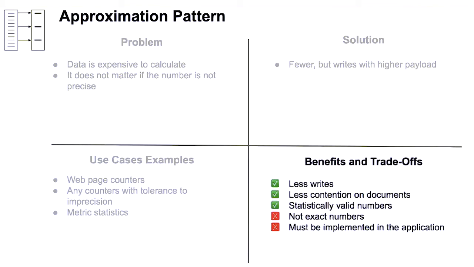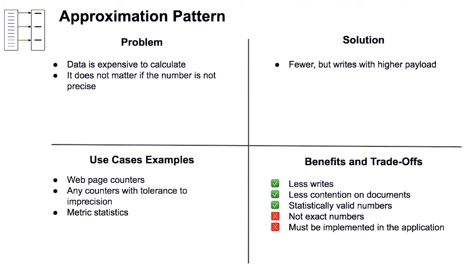The typical benefits of this pattern are a reduction in the number of writes, less write contention while updating the same documents, statistically valid numbers, even if not exact per unit of time. The implementation of this pattern must reside in the client-side application. This pattern is not specific to MongoDB. It can be used with any other databases. However, the need for this sort of optimization surfaces more often with big data applications.